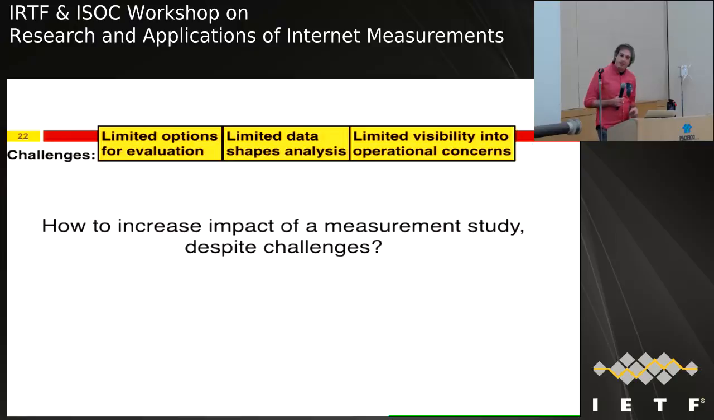So the question that I'd like to discuss today is, how can we still have impactful measurement studies despite all of these challenges that we face?